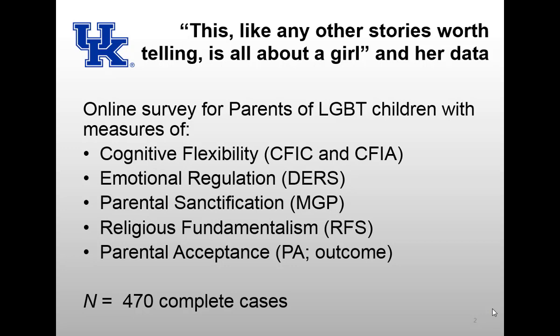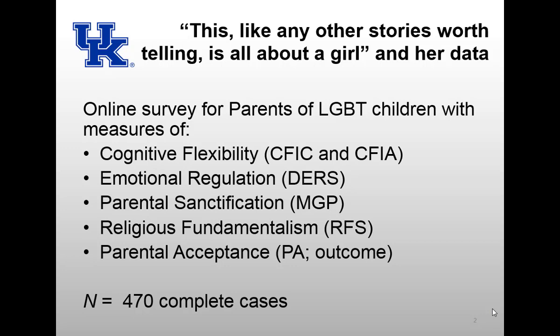All right, so today we're going to be using a subset of data from my dissertation study. It was an online survey for parents of LGBT children, and there were measures of cognitive flexibility, emotional regulation, parental sanctification, religious fundamentalism, and our outcome variable, parental acceptance. In the end, this subset of data is 470 participants.